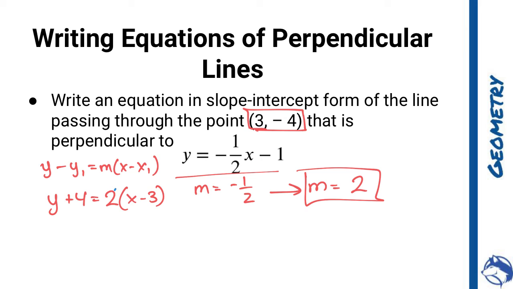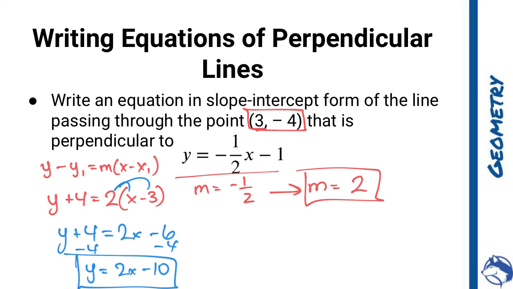I then just go ahead and distribute the 2 through and simplify it algebraically. So 2x minus 6, subtract 4, and I get y is equal to 2x minus 10. And that's the equation of the line that is perpendicular to the original given one that goes through the point (3, negative 4).